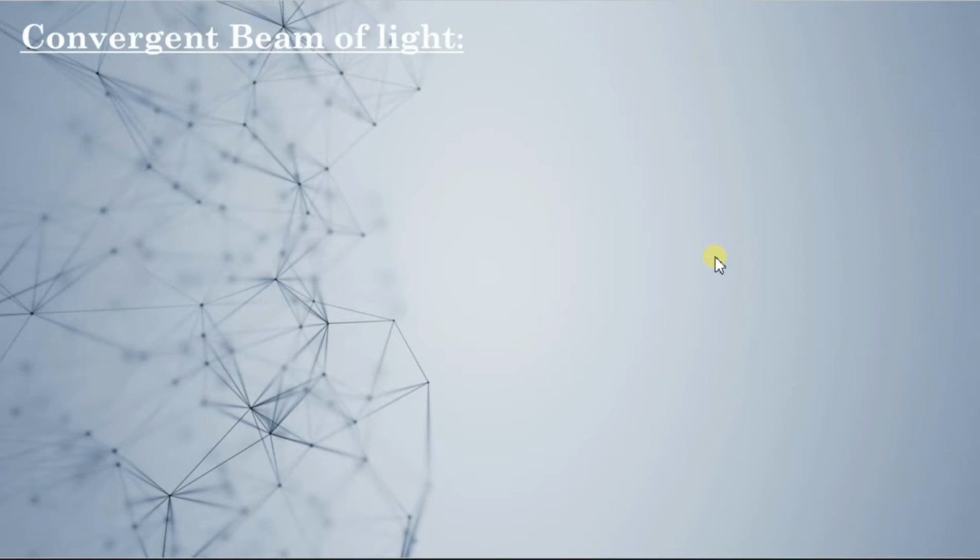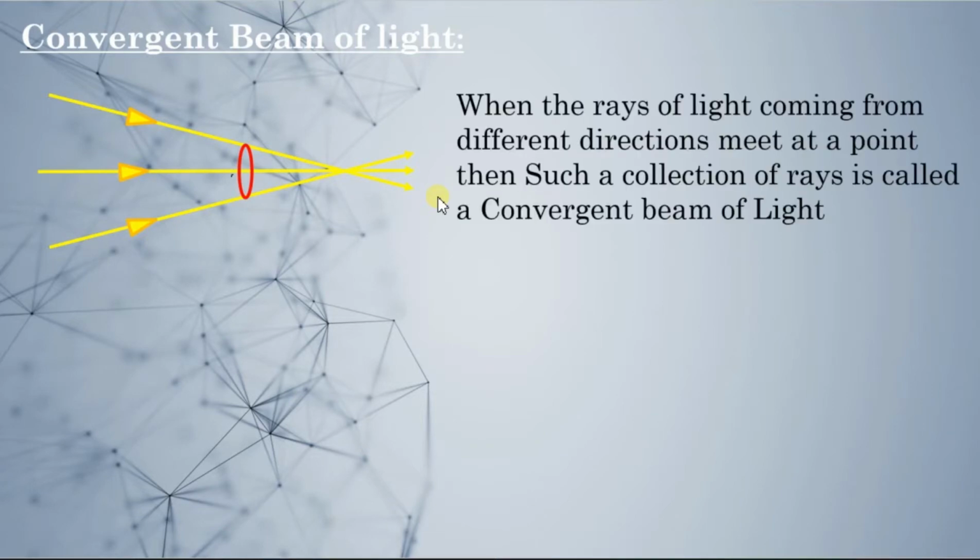Now let us see the figure. This is a picture demonstrating the convergent beam. You are able to see three different rays coming from different points and going to meet at a certain point. That's a point of convergence, or the convergent beam of light at that point. But after that, all three are leaving from that point, so that can be said to be a divergent point. When the rays of light coming from different directions meet at a point, such a collection of rays is called a convergent beam of light.